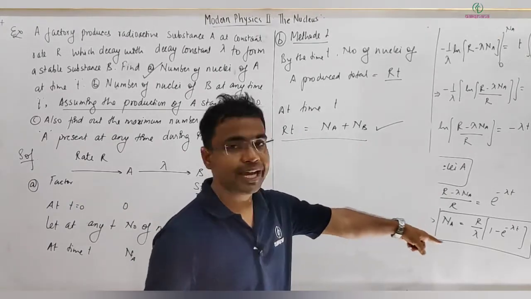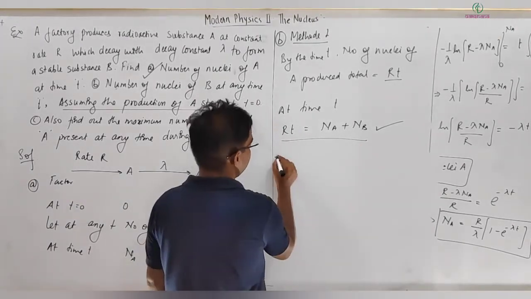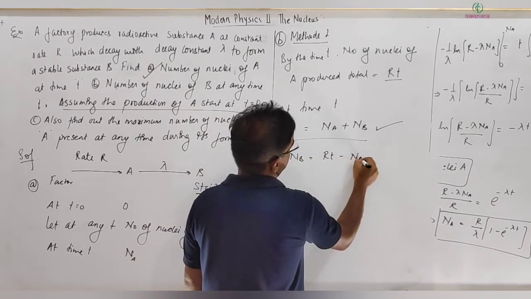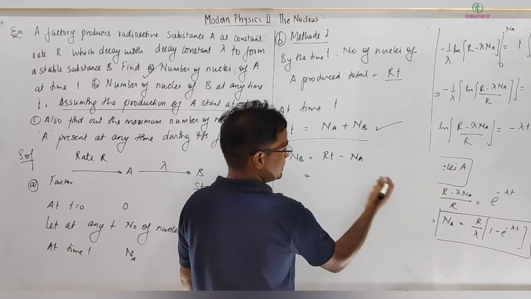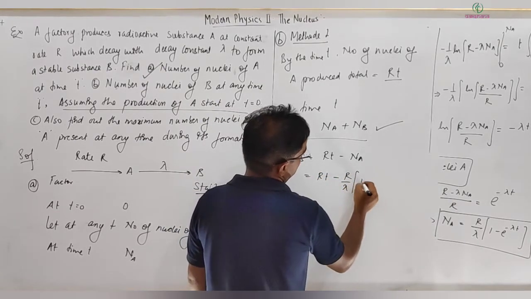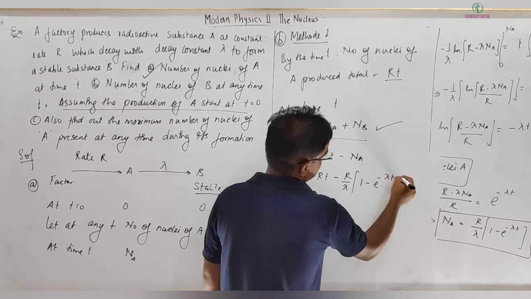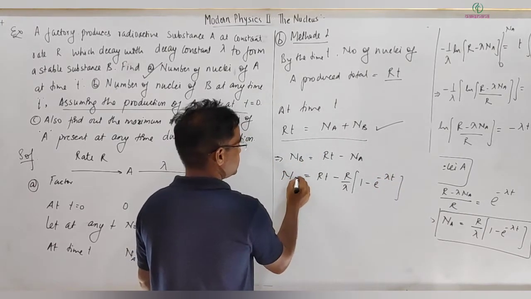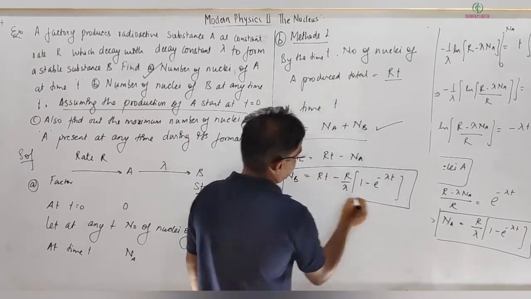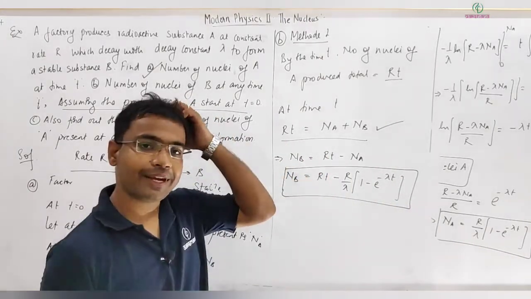NA we already have, NB from here we can write, NB is coming out to be Rt minus NA, and I can substitute this value: Rt minus R by lambda (1 minus e raised to power minus lambda t). This is your answer, the number of nuclei of B at any time t, right?